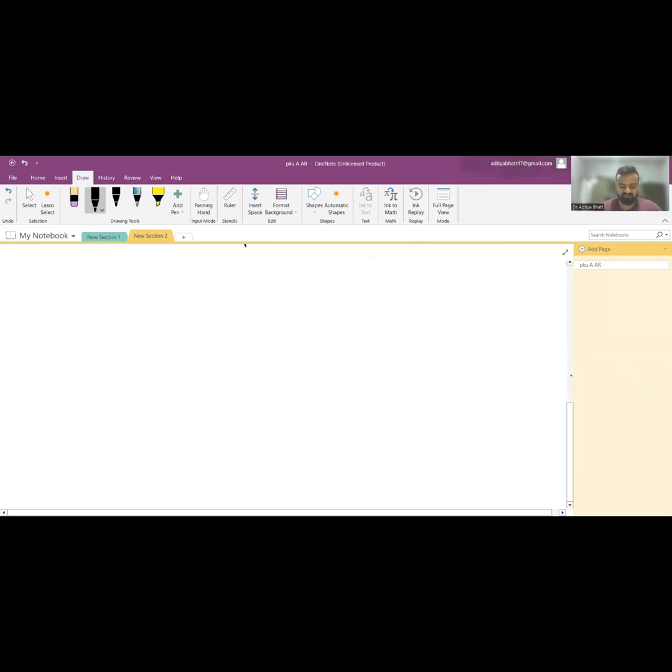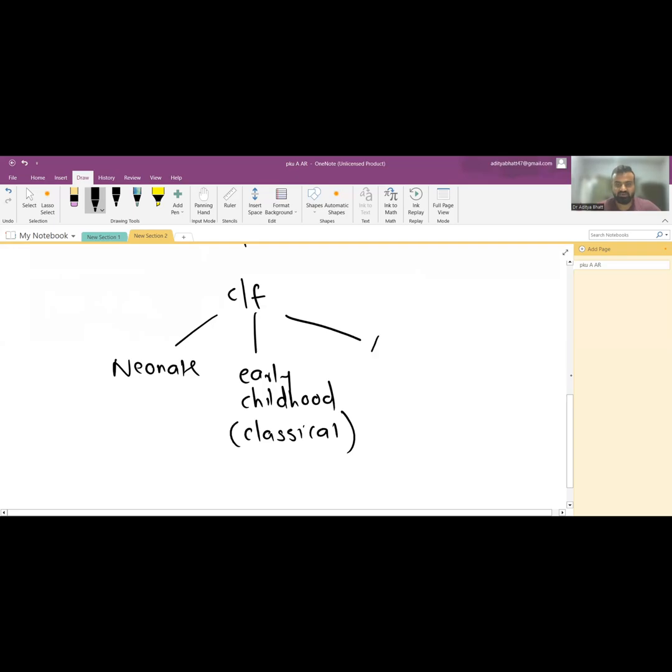So what are the clinical features in a patient with phenylketonuria? The clinical features are divided according to the age. The age of presentation might be in neonates, or in early childhood or infancy, which is known as classical PKU. The most common classical presentation is early childhood, and then later on it is adult.